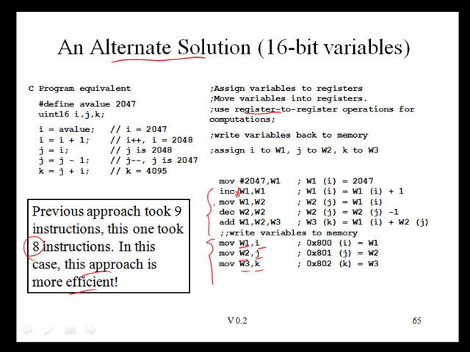The astute reader will also note that we can actually save one instruction here. Instead of moving W1 to W2, which copies I to J, and then decrementing J, we can simply replace this with the following. We can say decrement W1 to W2. This is going to be the equivalent of saying J is equal to I minus 1. This is something that an optimizing C compiler would actually do.